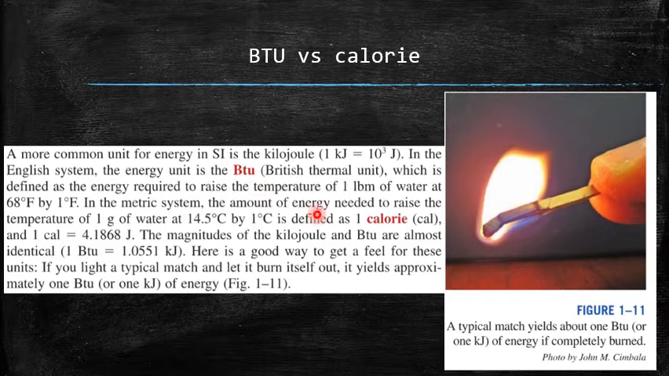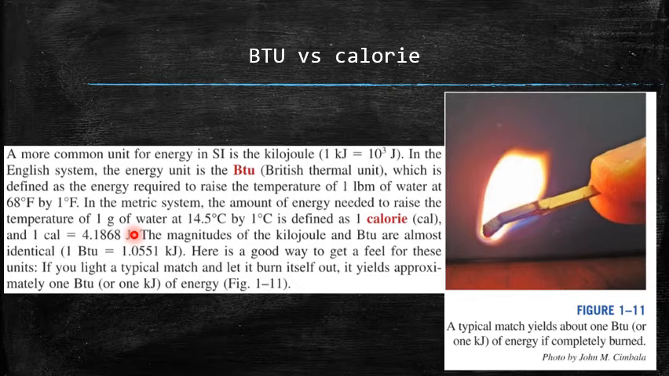Another famous unit is the calorie, and the calorie is the energy required to raise 1 gram of water by 1 Celsius. So 1 gram raised by 1 Celsius is a calorie. 1 pound raised by 1 Fahrenheit is a British thermal unit. The British thermal unit equals 1055 joule, or 1.055 kilojoule. We can say that 1 British thermal unit is about 1 kilojoule.